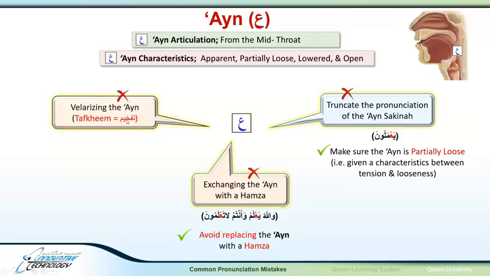And the third mistake of the ain is velarizing it, making tafkhim for the ain.